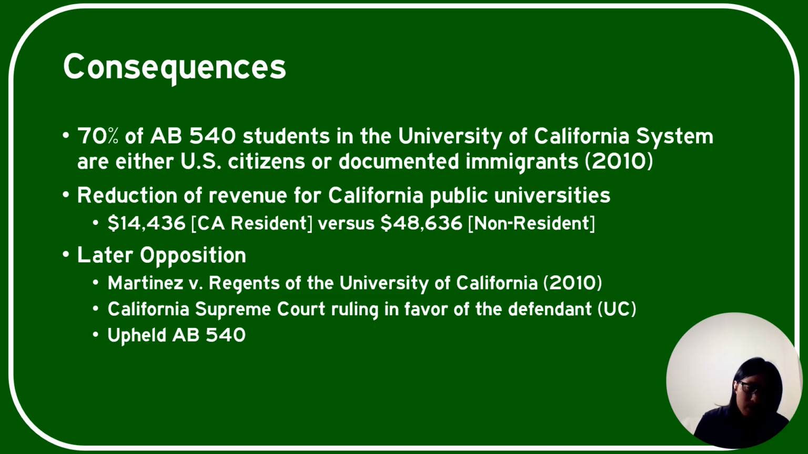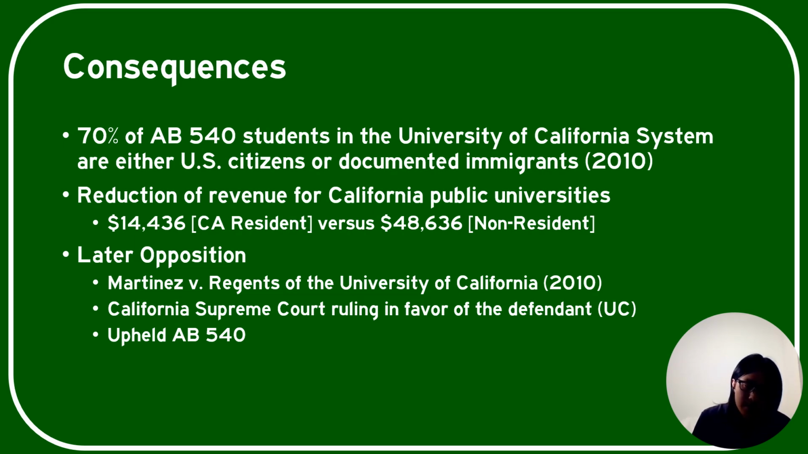So now moving on to, on the previous slide where I showed the supporters and the opposition, those could be considered black box institutions as well. All right, now moving on to consequences. So in 2010, there was a case, Martinez versus the University of California, right? So the University of California was in support of continuing AB 540, and Martinez argued against it.